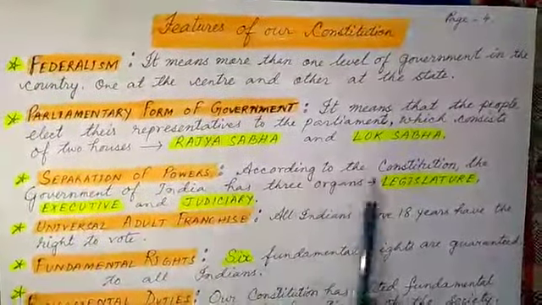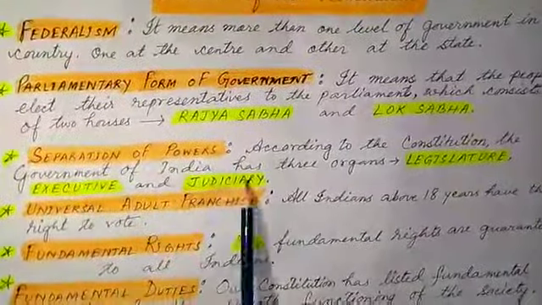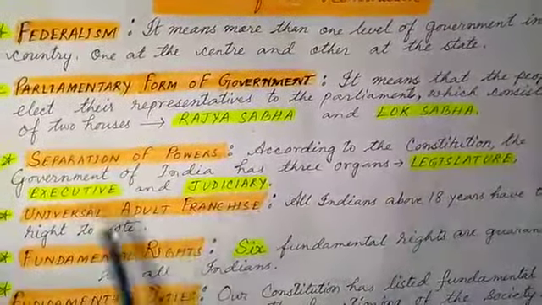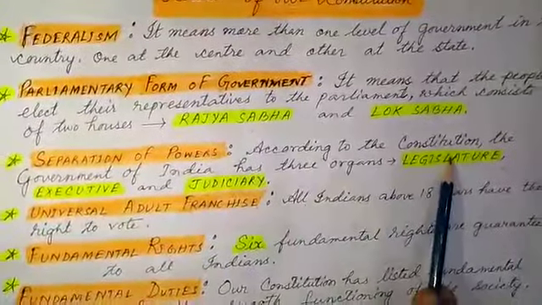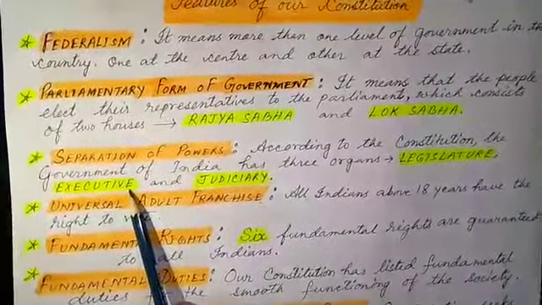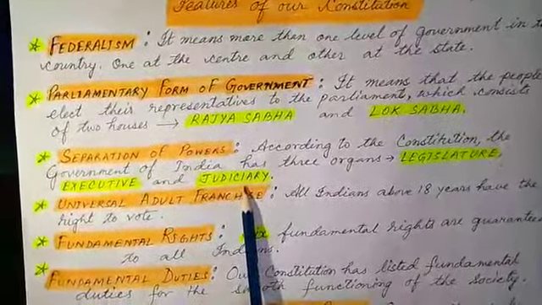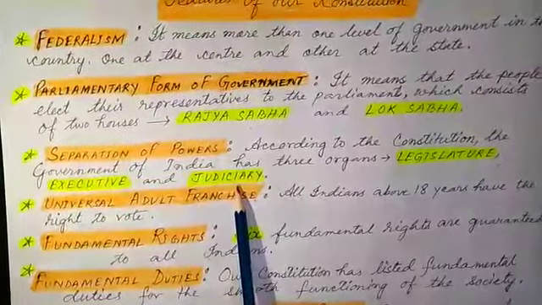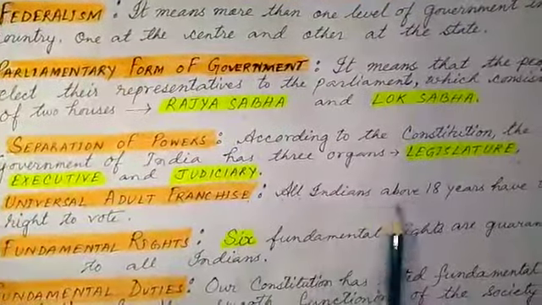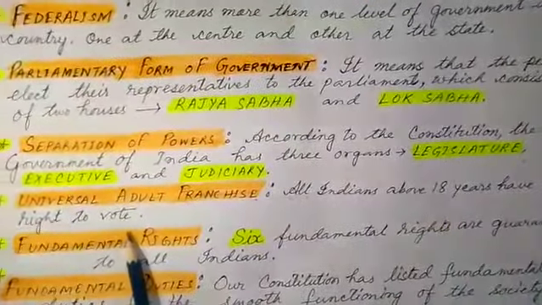Separation of powers. According to the constitution, the government of India has three organs: legislative, executive, and judiciary, and all these three departments have their own work. The legislature makes the laws, the executive sees to the execution of the laws properly, and the judiciary ensures that everybody maintains law and order in the country. Universal adult franchise. All Indians above 18 years have the right to vote.